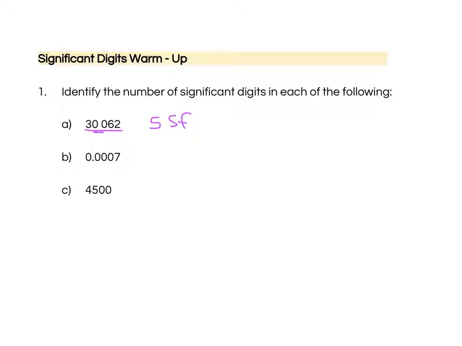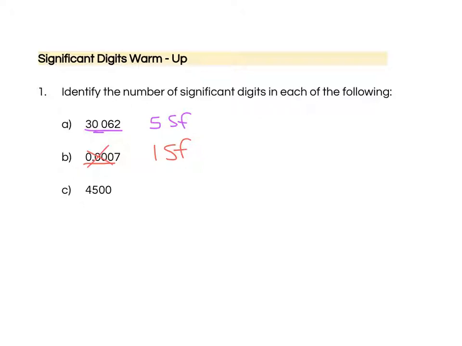All right, so for the next question, I'm looking at my non-zero, and I have 1 non-zero, but I also have all of these leading zeros. And of course, leading zeros do not count, which means that this number has only 1 significant figure. All right, on to the next question.